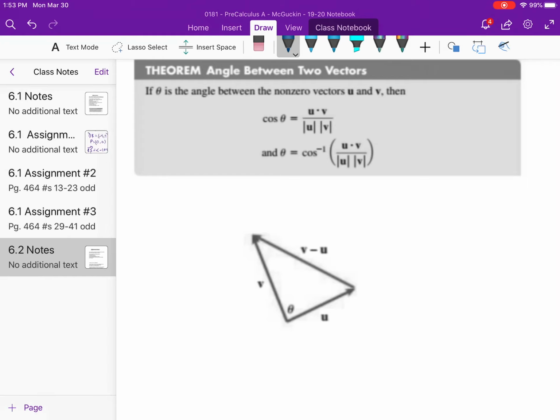In this video, we are going to continue our vector discussion, specifically some more applications of the dot product of vectors. The goal and objective of this video is to be able to find the angle between two vectors.